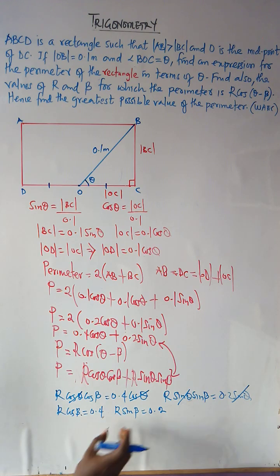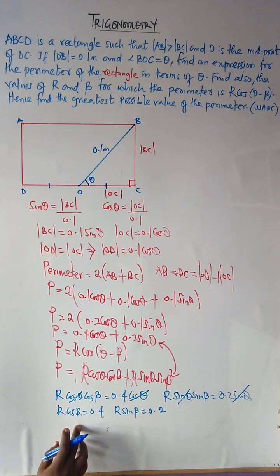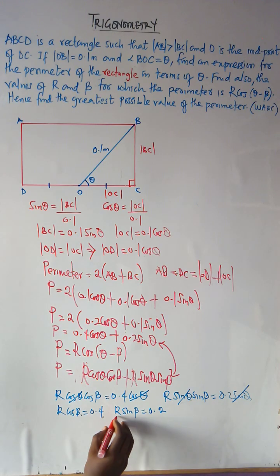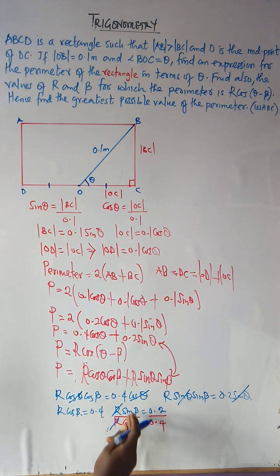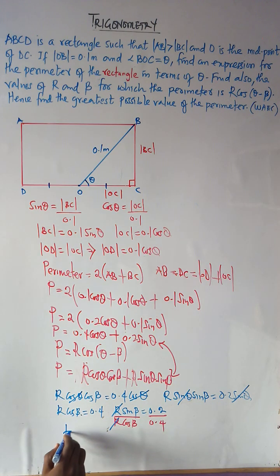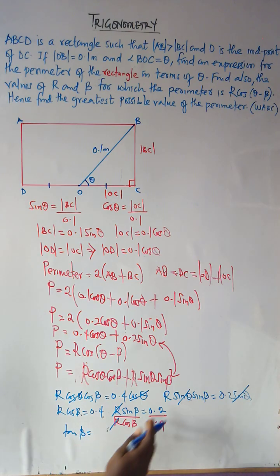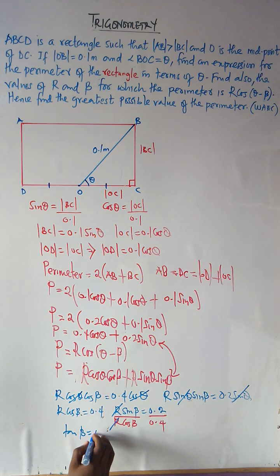So let's divide this by this. So I can come and divide this by this. I'll write under this r cos beta, under this 0.4. Why? Because I know this will cancel this. Sine over cos is tan, so it means tan beta is 0.2 over 0.4, which will give us 0.5.